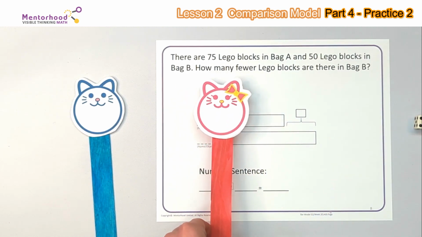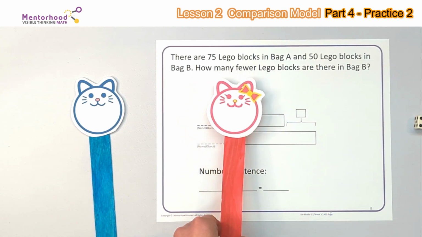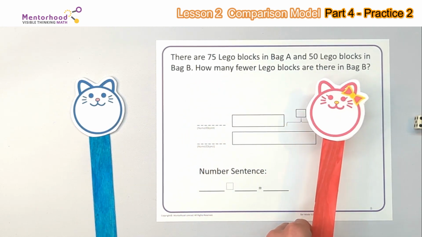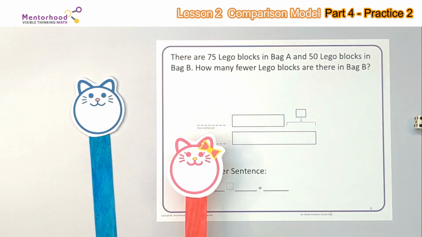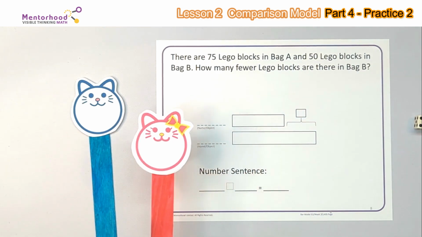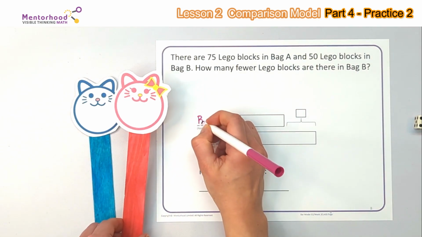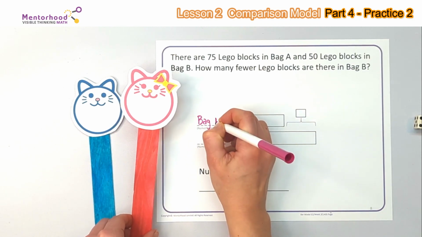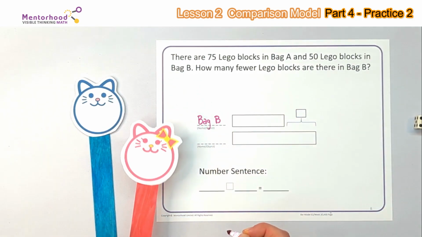Well, bag B has fewer. How many fewer are in bag B? Okay, so bag B is the smaller box. Bag B. And bag A is the bigger box.